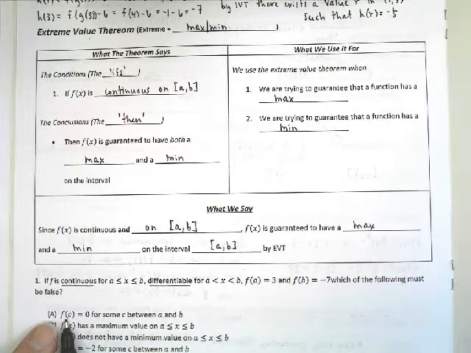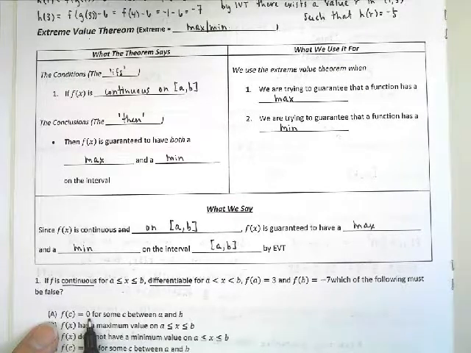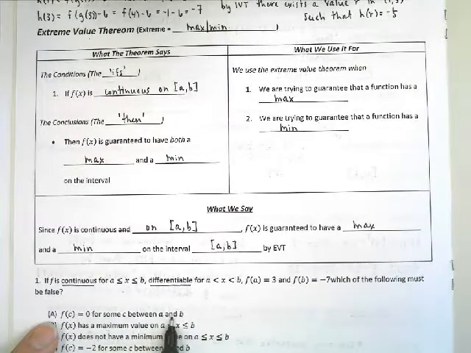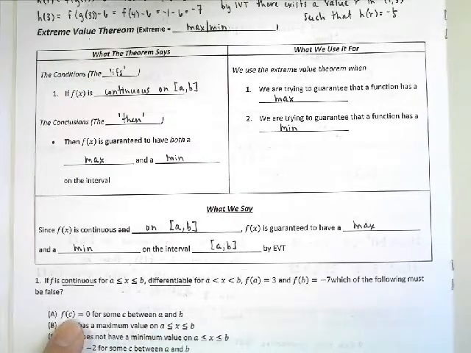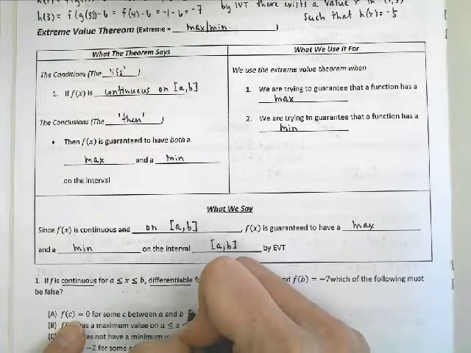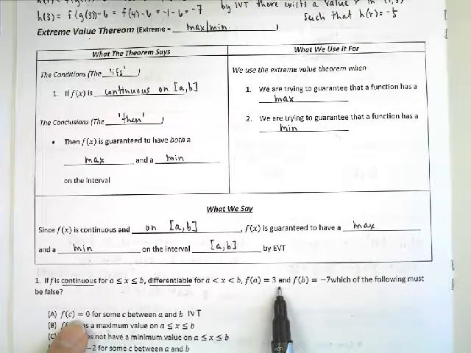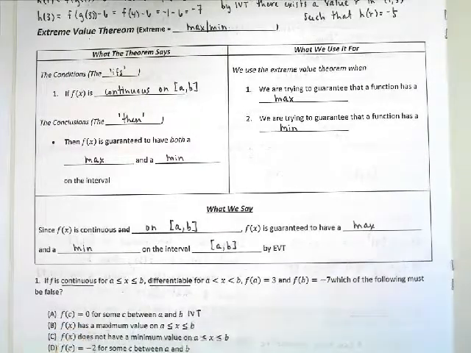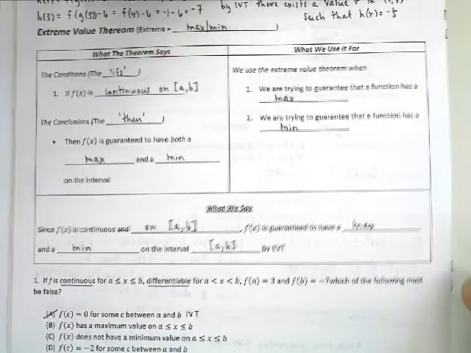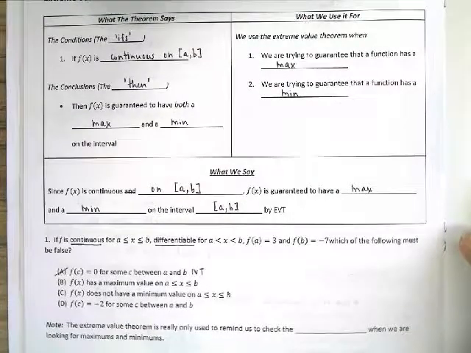So let's see. The first one says f of c equals 0 for some c between a and b. So part A is asking me to guarantee a function takes on a specific value. I know that's IVT. Since 0 is in between -7 and 3, and my function is continuous, that's actually a true statement by IVT. So I'm going to cross that off. That is not going to be false.